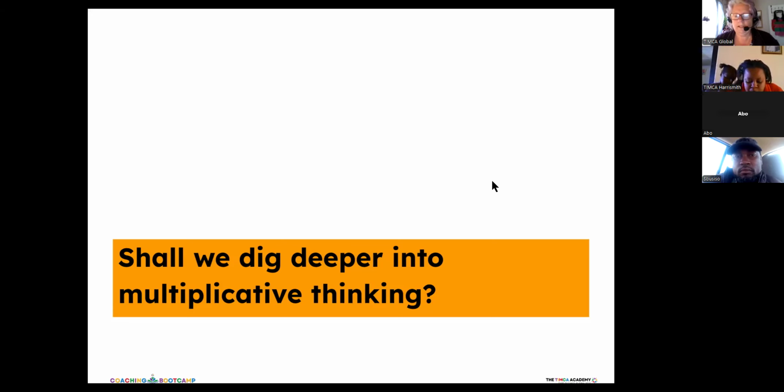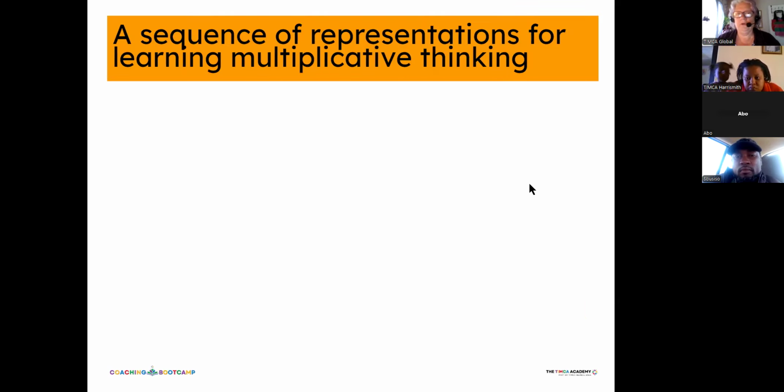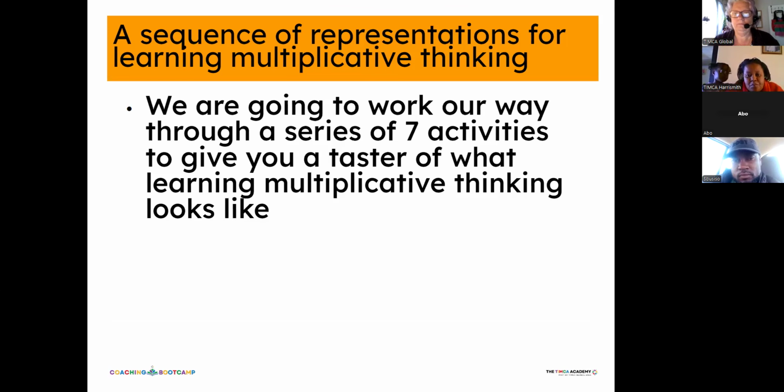Okay, so we're going to work our way through 7 different activities, which will give you a taster of what learning multiplicative thinking looks like. We're going to start right at the beginning and work through some activities. Some of them we'll be able to do together online. Some of them won't work so well online, so you can try them later on your own, because we need things like counters and stuff like that. It doesn't always work.